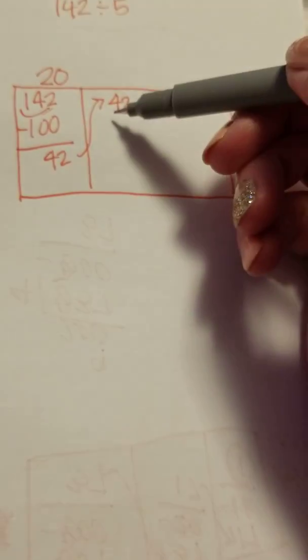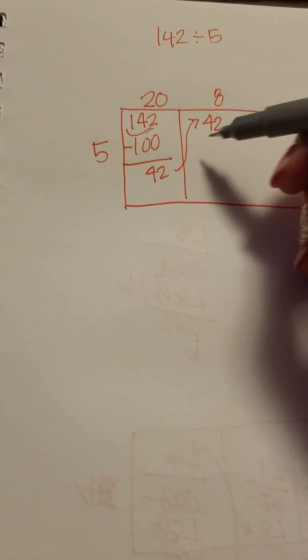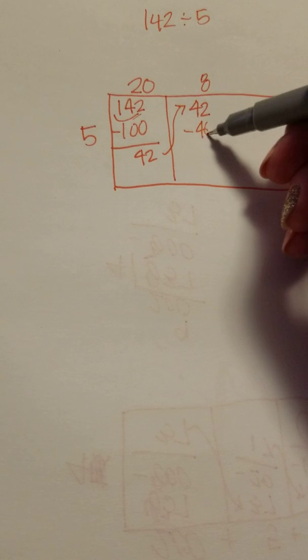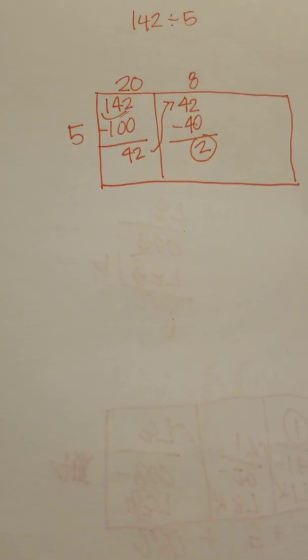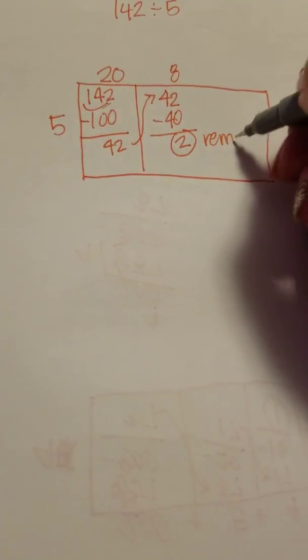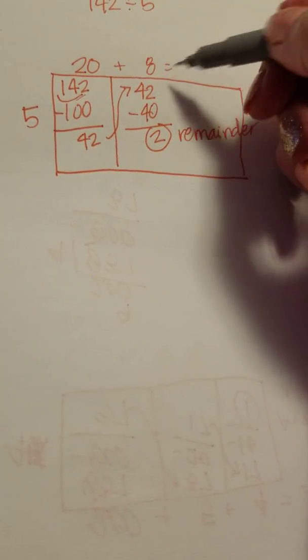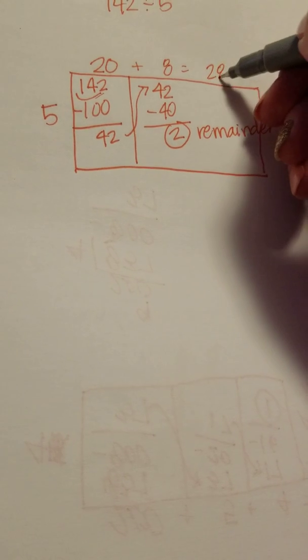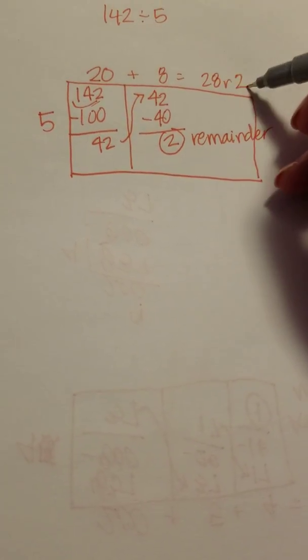So now I'm going to look at 5 goes into 42. How many times without going over? And that would be 8. So 5 times 8 is 40. And I'm going to subtract that and get 2. Well, this is going to be my remainder. And then all I'm going to do is go up here, and 20 plus 8 is 28, with a remainder of 2.